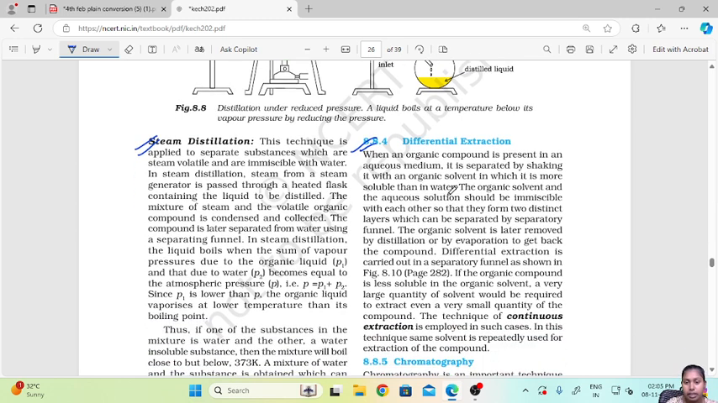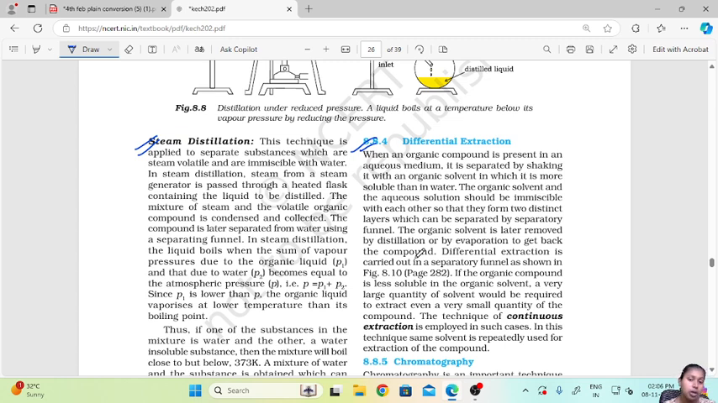Now, the organic solvent and the aqueous solution should be immiscible with each other so that they form two distinct layers which can be separated by a separatory funnel. So whenever you choose an organic solvent for separation in the differential extraction method, the organic solvent should not mix with water. They should have a clear distinction, like oil and water. The organic solvent is later removed by distillation or by evaporation to get back the compound. So what you have to do is, if your compound is present in water, then you add an organic solvent in which your compound is more soluble than in water.